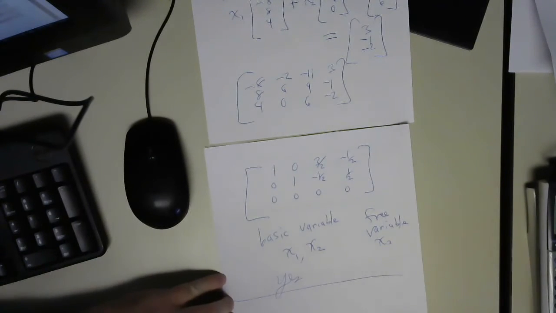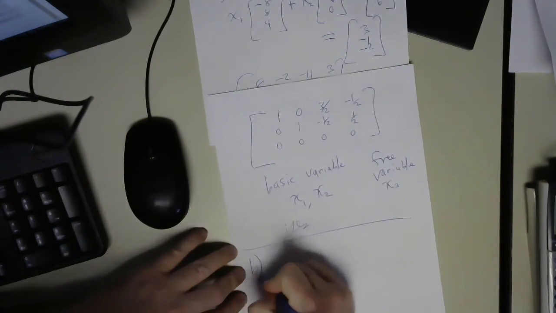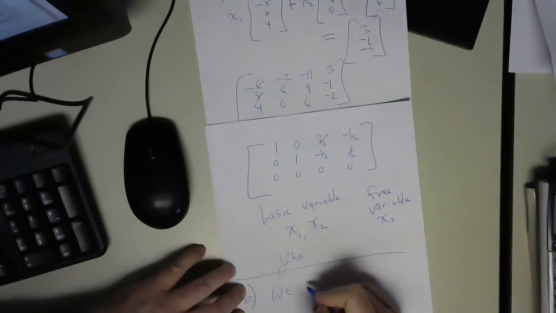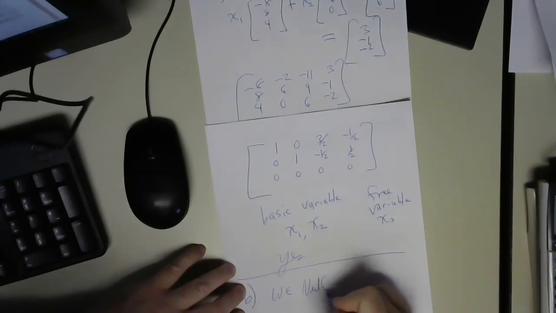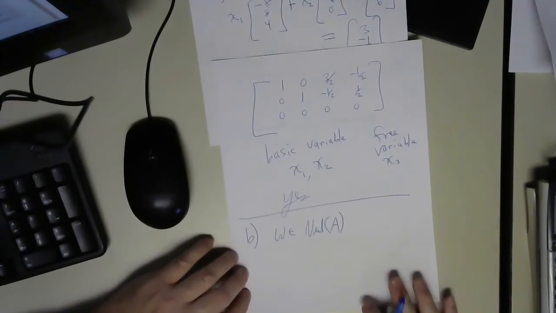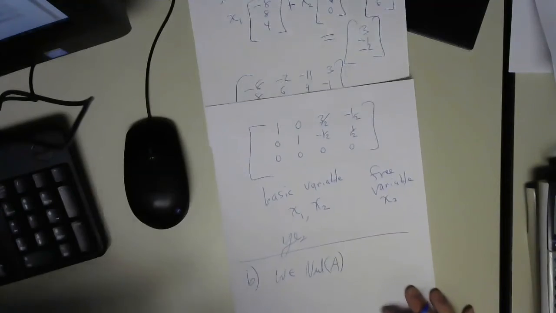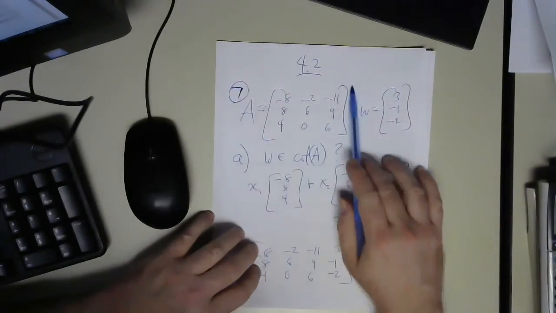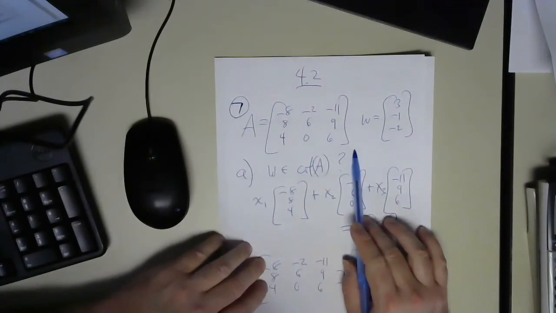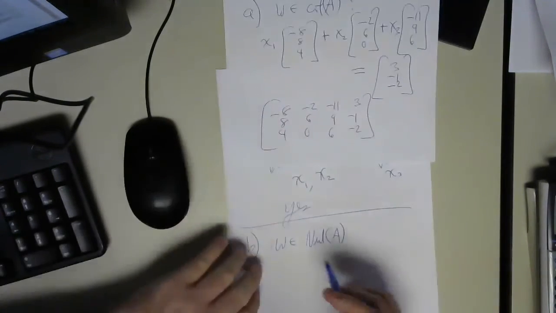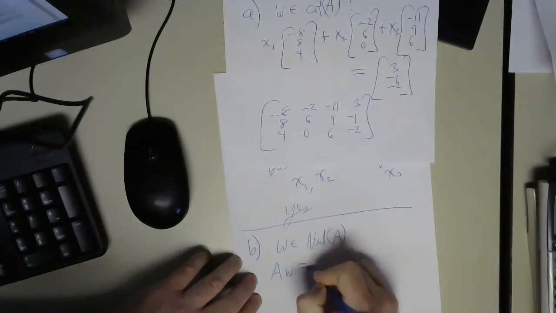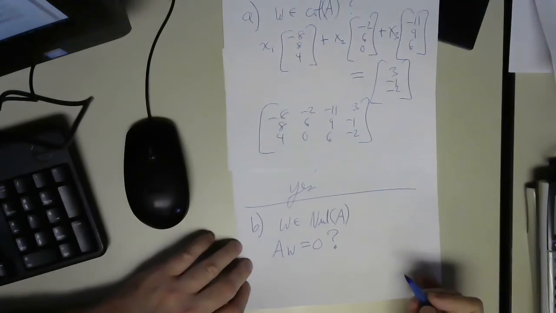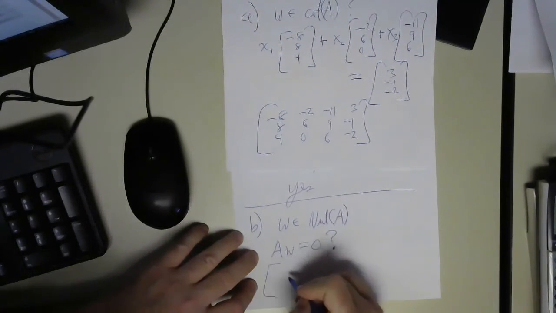Let's do part B. And remember, part B says, is W in the null space of A? That's the second question. Okay. That's actually a lot easier to answer, because remember, that just means if you multiply matrix A and W together, do you get the zero vector? So that's much easier to answer. They're really asking us if this is true, just by definition of the null space. So I don't know. Let's see.